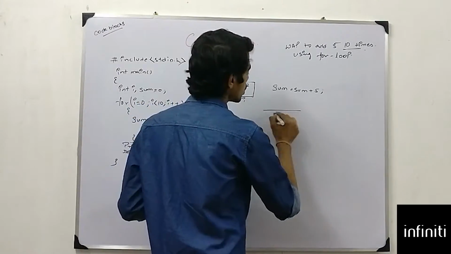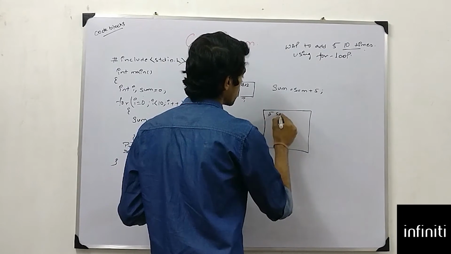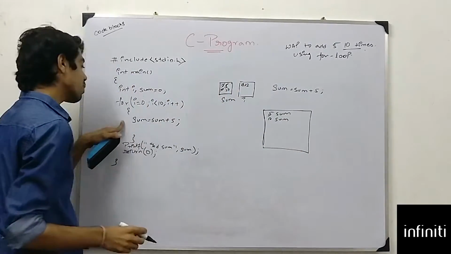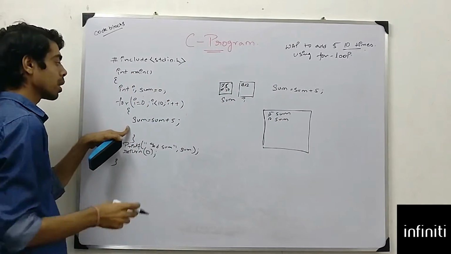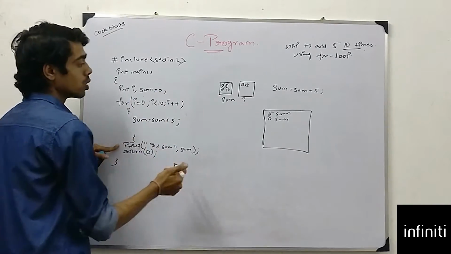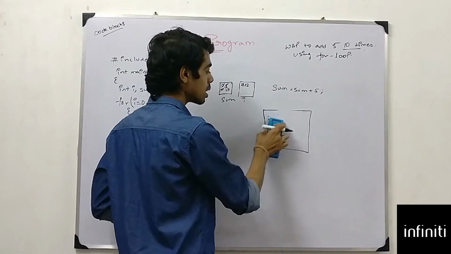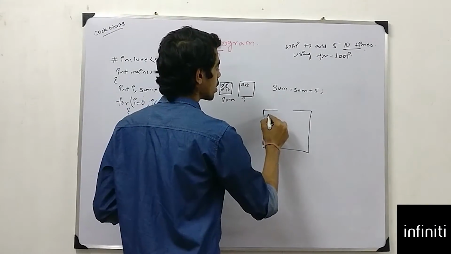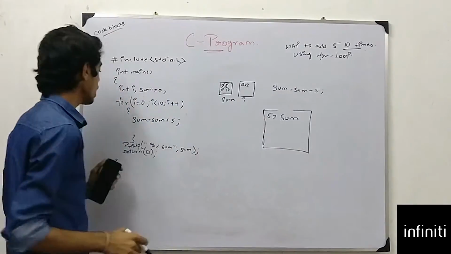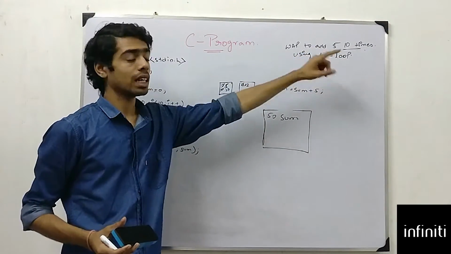On the console screen, you will see something like 5 sum, 10 sum. After every increment, it will sum up and then go inside this loop. I have written the printf outside, so every time it will sum up, complete a task, and then print 50 sum. So this is the way to write a for loop. It will add 5, 10 times.